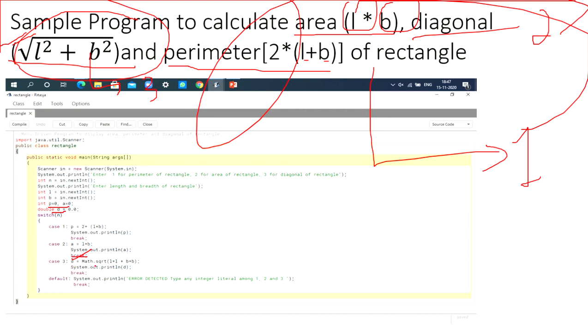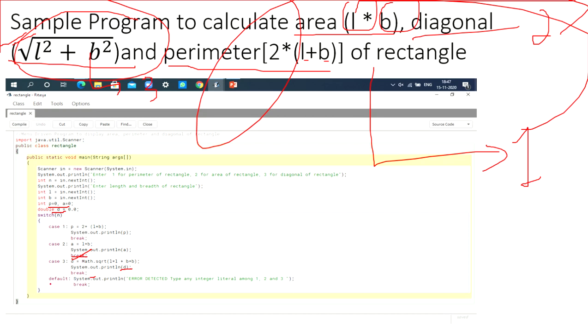I will take root of L square plus B square. How will you take the square root? Yes, Math.sqrt. We have learned it in the 5th chapter, and I have already uploaded it. So that is Math.sqrt of L into L plus B into B. L into L means L square, B into B means B square. After that, System.out.println and break.